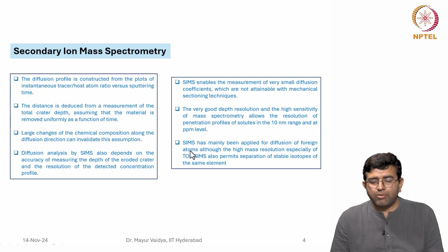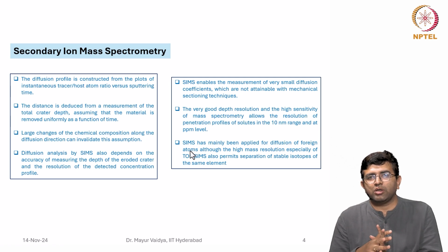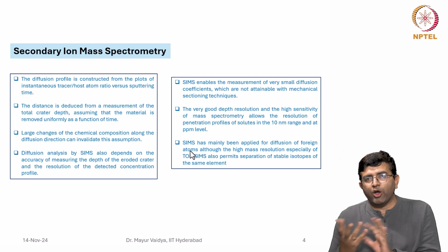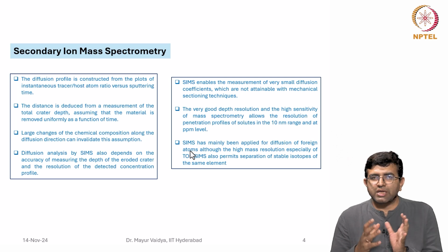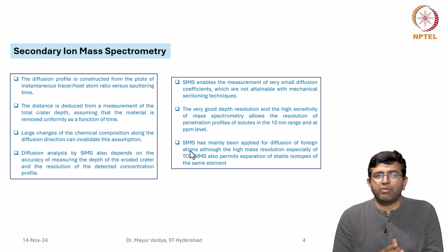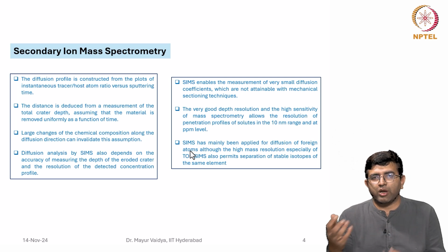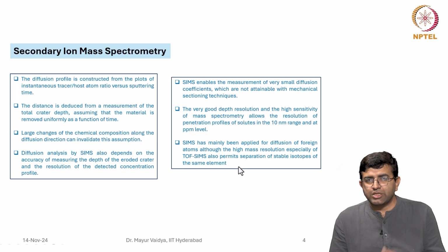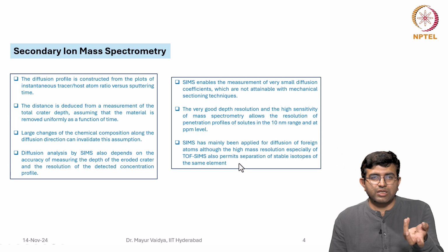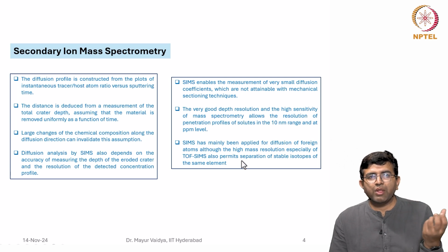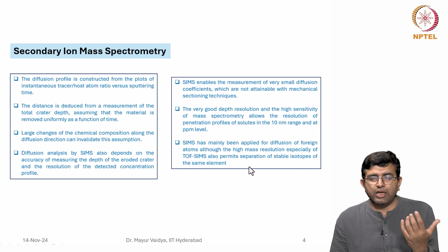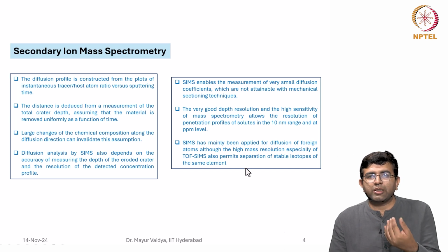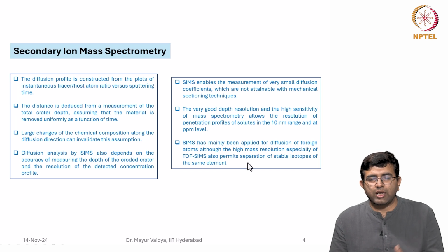SIMS for diffusion measurements has been applied mainly for foreign atom diffusion. Self diffusion, although people have tried, is less common, but SIMS also permits the separation of stable isotopes of the same element. In certain cases, for example, nickel 64 is an isotope which is used to study self diffusion in nickel and nickel containing alloys, but more commonly SIMS is used for foreign atom diffusion.